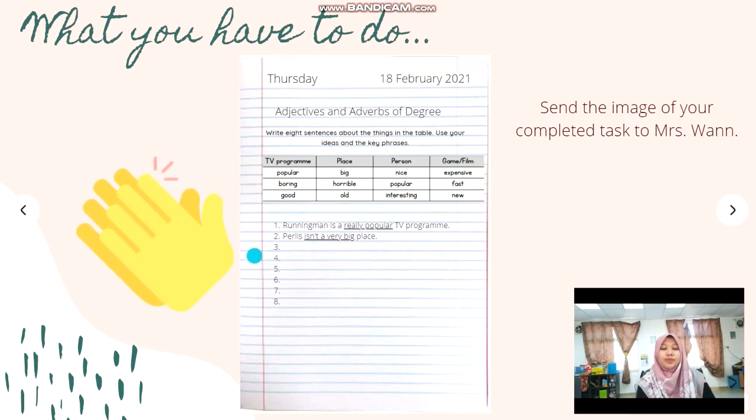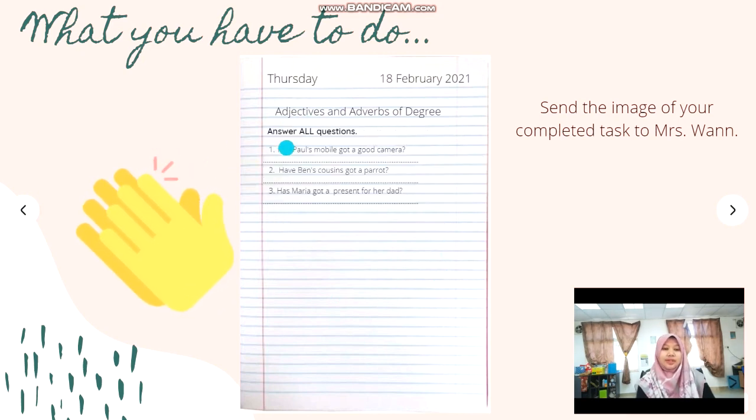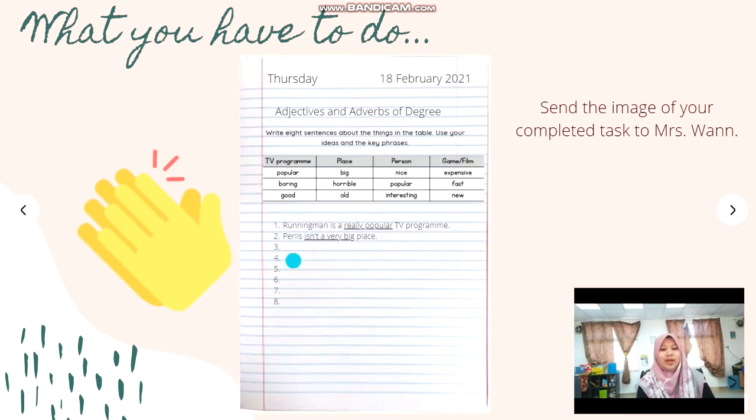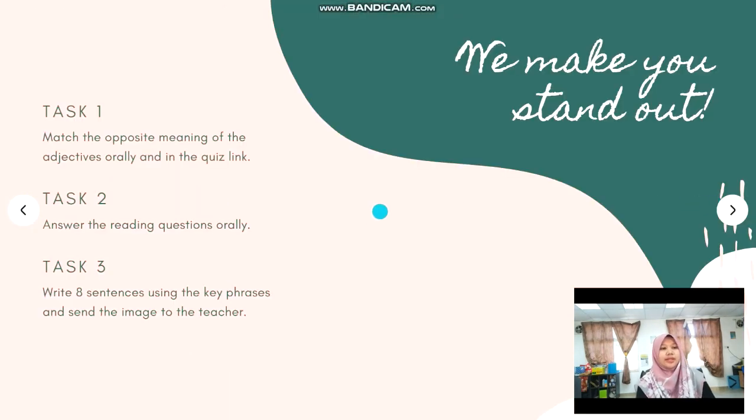Alright, so this one is your second task. The first task, second task. You have to write 8 sentences. I've given you 2, so you have to do another 6. Use adverbs of degree and adjectives. Okay, so we make you stand out. So task 1, match the opposite meaning of the adjective orally and in the quiz link. Number 2, answer the reading questions orally. And 3, write 8 sentences using the key phrases and send the image to the teacher.